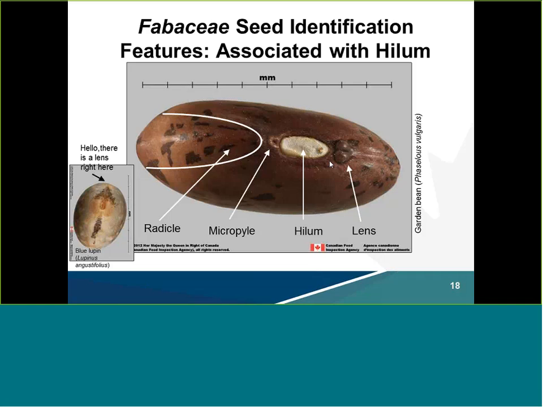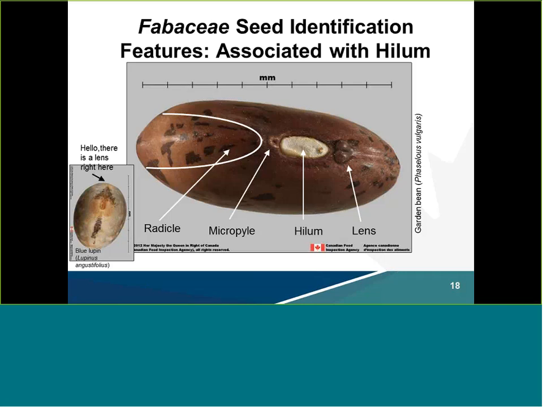The micropyle is not really used in identification, the lens definitely is, but the micropyle and the radicle lobe can help you to orient yourself, knowing that the lens is going to be on the opposite side of the hilum from the micropyle and from the radicle. Now, before I move on to show you some different lenses, some different hilum accessories, I just want to let you know the reason why there's a lens.